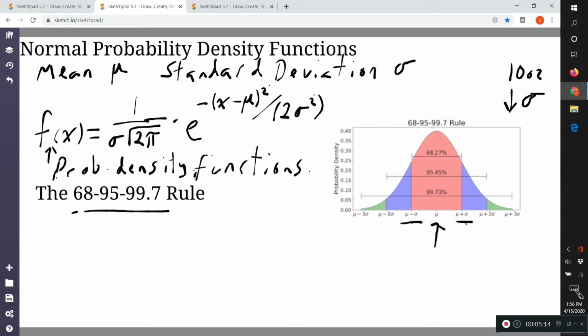95% will fall within 2 standard deviations. So that'd be from this edge here to this edge here, 2 standard deviations. And 3 standard deviations from here to here would be 99.7%. So we're going to go into some examples of this, and we're going to start off by using the 68, 95, 99.7 rule.